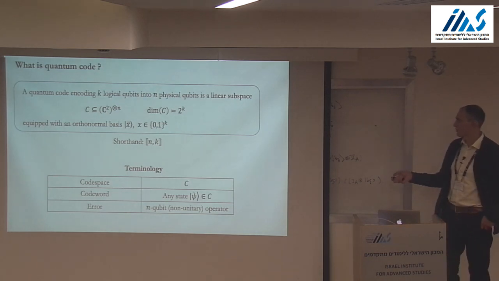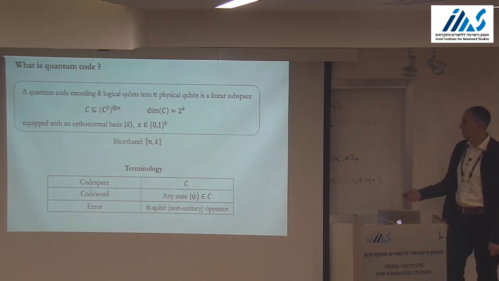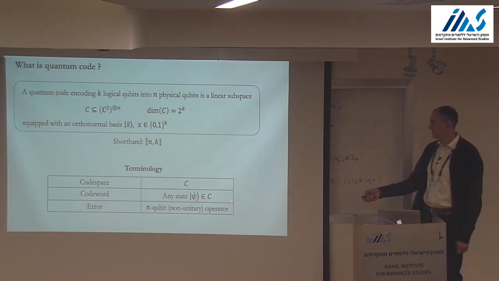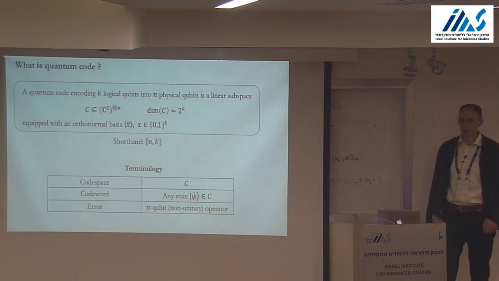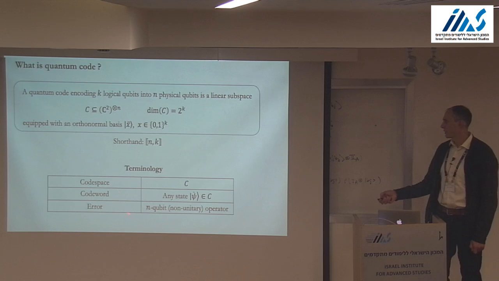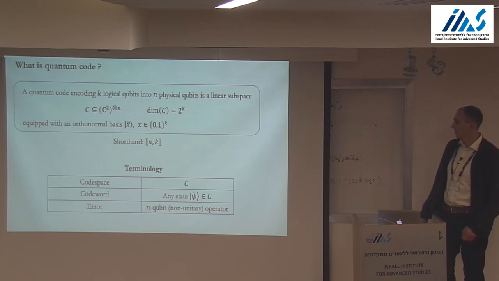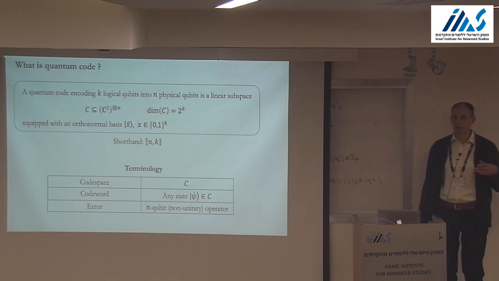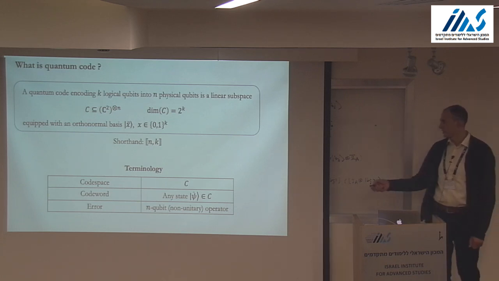And here are some words that you will hear a lot in this talk. This linear subspace is called the code space. Any vector contained in the code space is called a code word. And I will be talking about errors. An error is just some linear operator acting on n qubits, and it could be non-unitary.